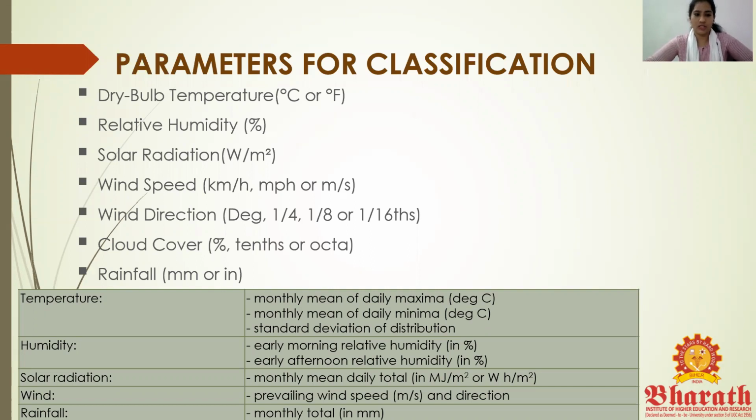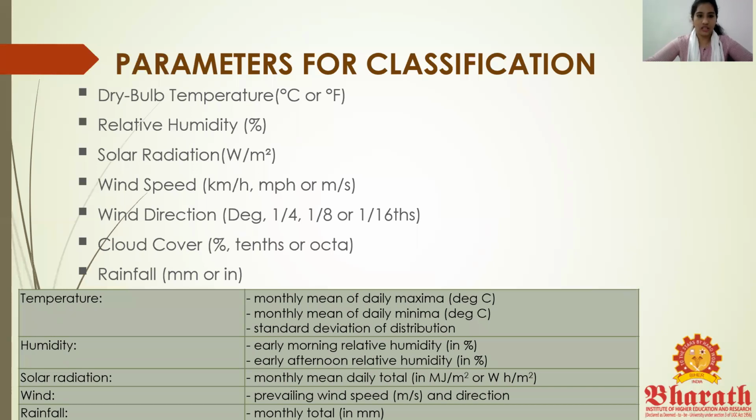If you see all of these things put together, it basically starts off with your temperature. Temperature is nothing but your monthly mean of the daily maxima and your monthly mean of the daily minima, and the standard deviation of the distribution. Taking this into subcategories, we would try to come to a conclusion about temperature. Your humidity would be your early morning relative humidity to the early afternoon humidity, taken in percentage. Your solar radiation would be your monthly mean daily total, and your wind would be your prevailing wind speed and direction. The rainfall would be your monthly total.